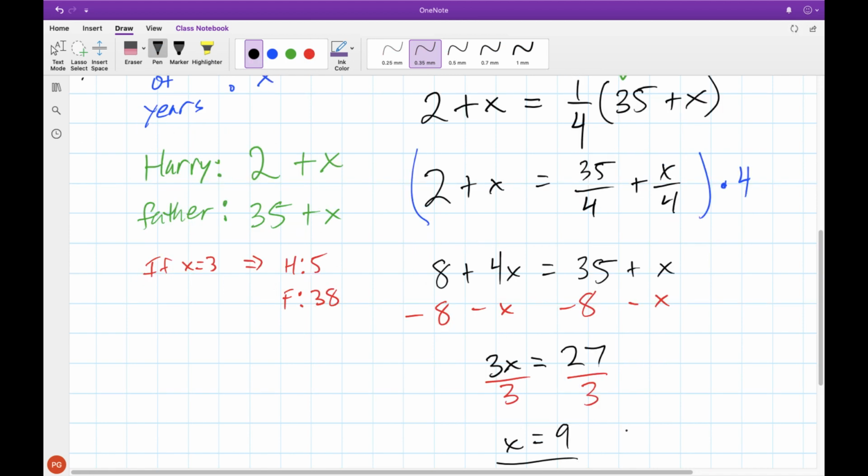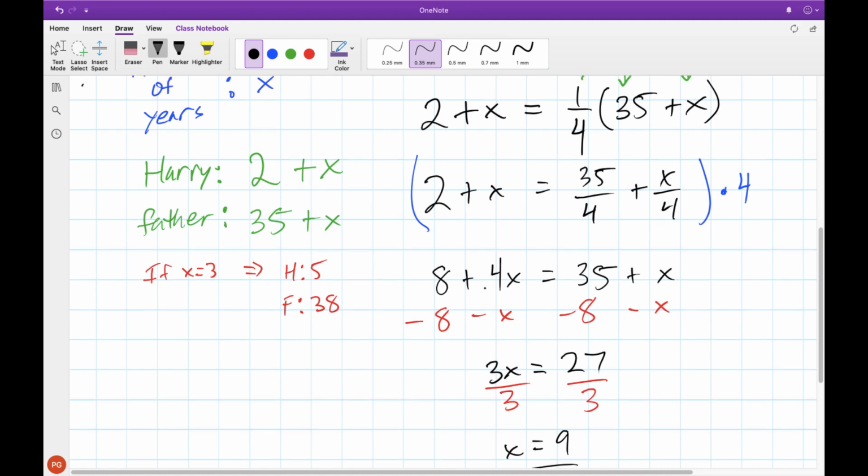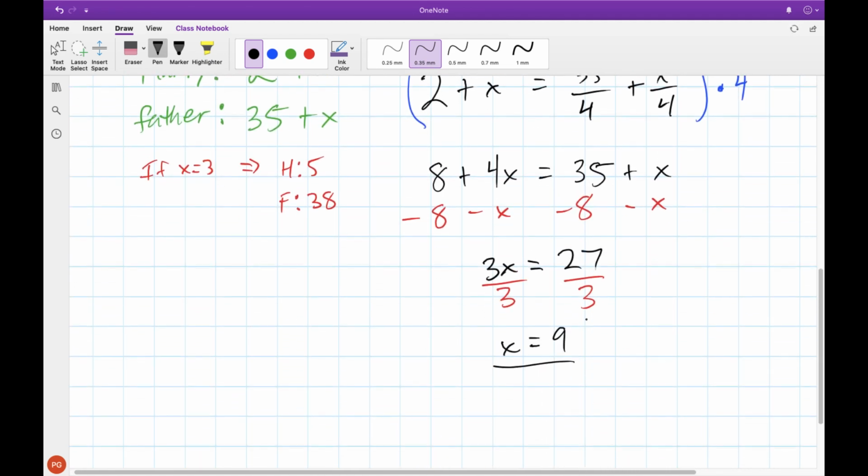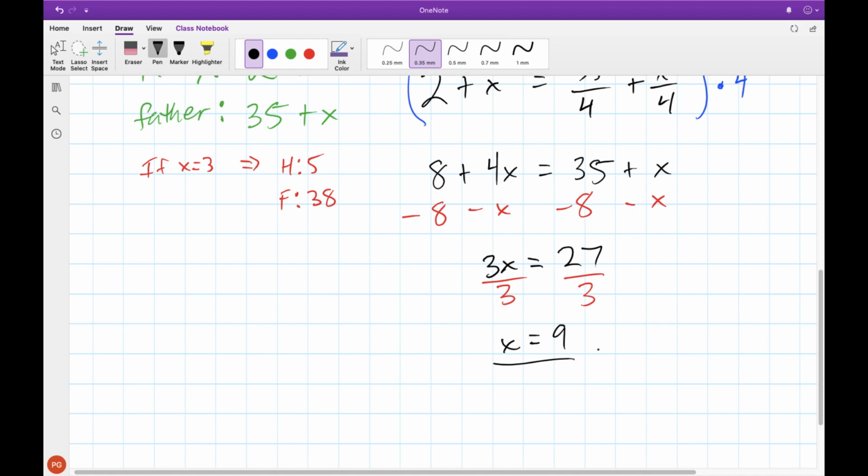Now 9 in this case is our answer, because we're asked for how many years it will be, and we define that to be x. So in this case, our answer is just 9, or you could say 9 years.